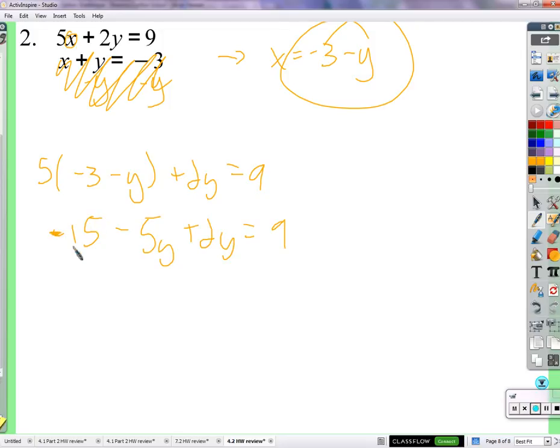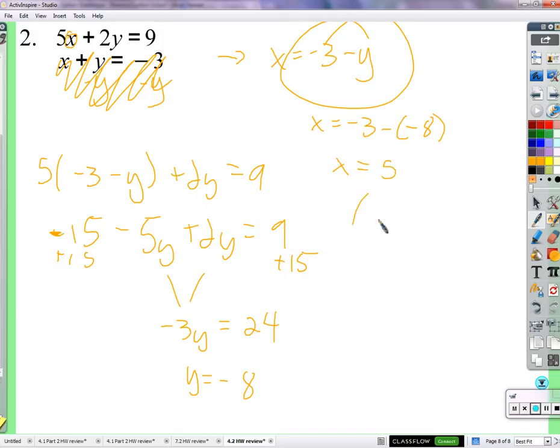Distribute, we get negative 15 minus 5y plus 2y equals 9. These could all look better. We'll add 15 and at the same time collect these like terms. So we get negative 3y equals 24. Divided by negative 3, and y is negative 8. Plug that back in there. X equals negative 3 minus negative 8. That's negative 3 plus 8. So x is 5. 5 comma negative 8. Alright. Any questions?